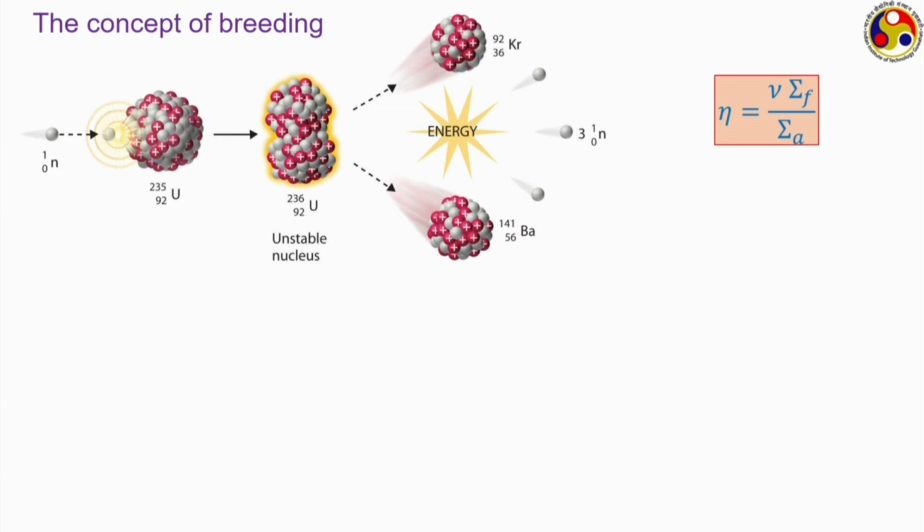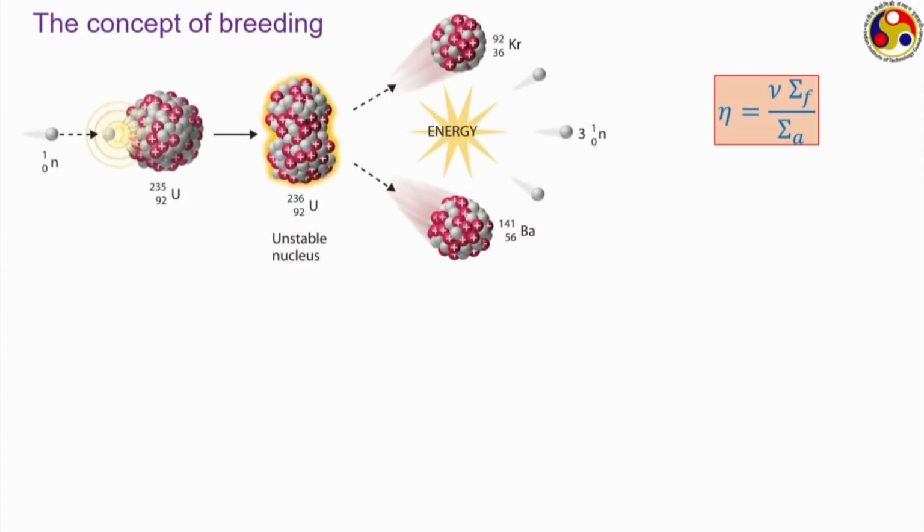Eta is the thermal fission factor, which we have already defined earlier, and it is defined as the ratio of the number of neutrons produced during a fission reaction divided by the number of neutrons which were absorbed in the fuel, solely in the fuel. So, mathematically it can be written as nu, which is the number of neutrons produced per fission, into the fission cross section divided by the absorption cross section.